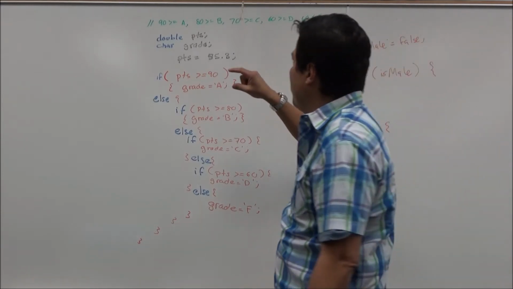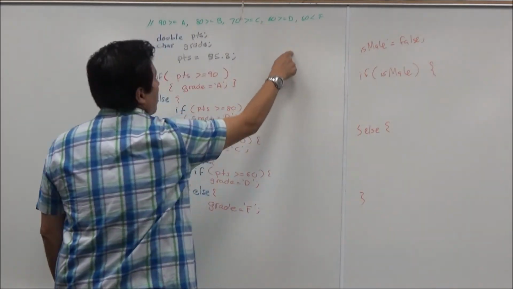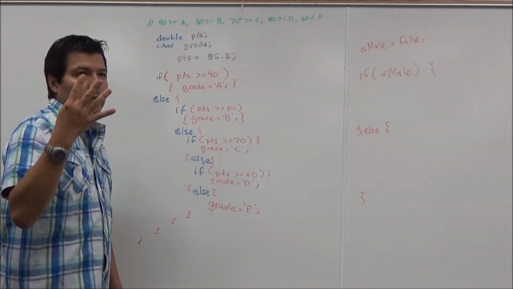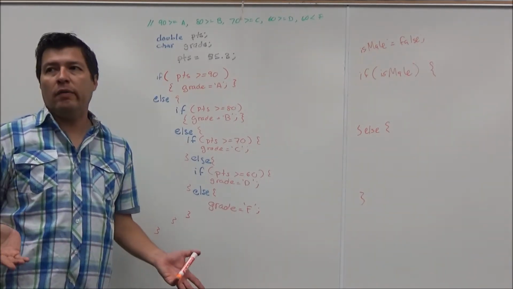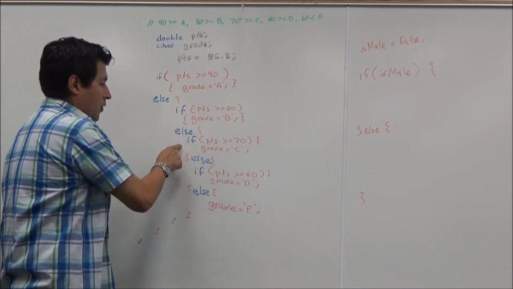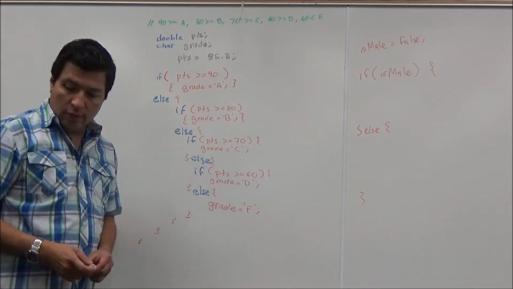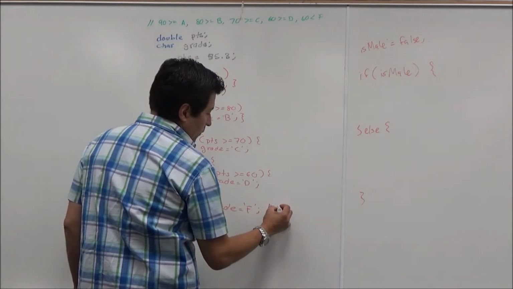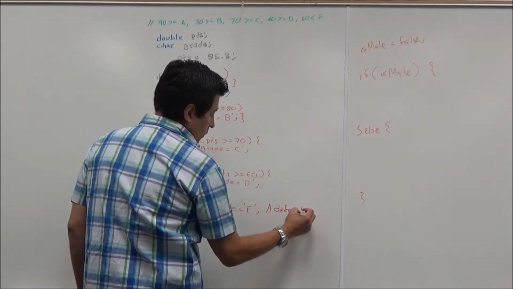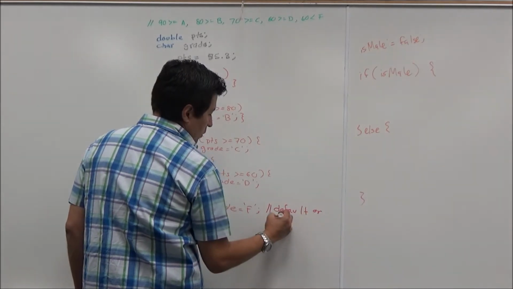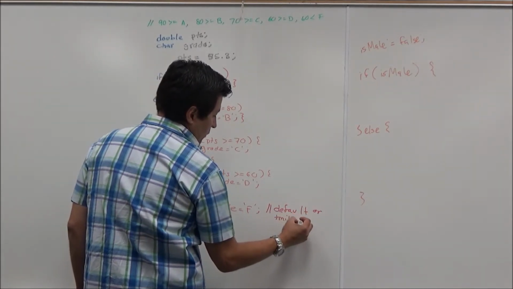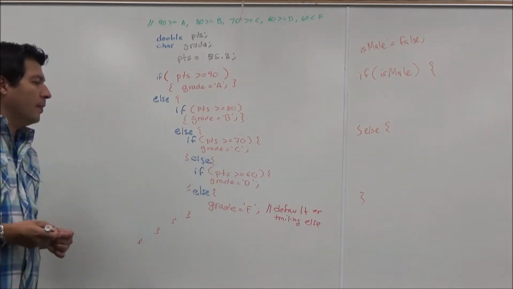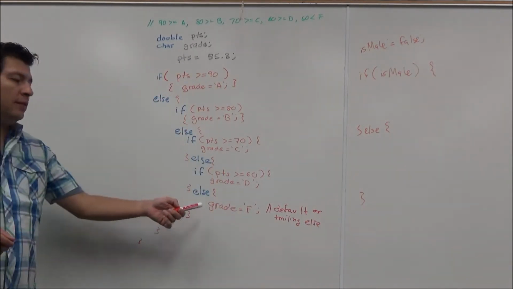How many options do I have here? 1, 2, 3, 4, 5. So how many if statements do I need? I need 4. So the last one is just the default value. So I got 1, 2, 3, 4. This, we call it the default, or trailing else if you want. So if everything else fails, that's the default value.